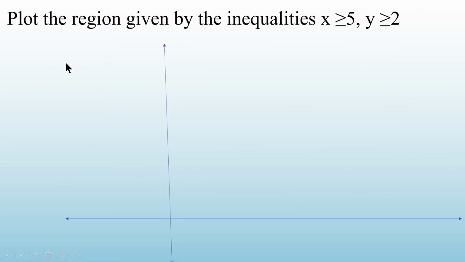I'm starting with a very, very simple one. Plot the region given by the inequalities x greater than or equal to 0 and y greater than or equal to 0. Can you identify what is this region, x greater than or equal to 0? This is my x-axis, and let me take red color only because that is more visible.